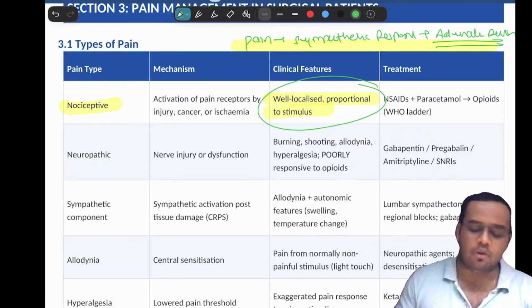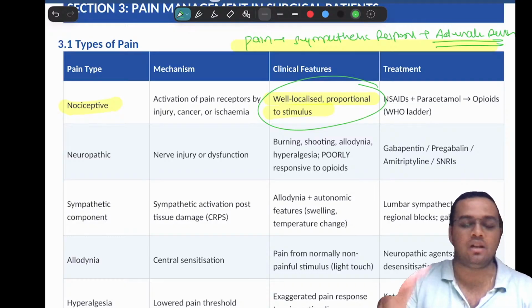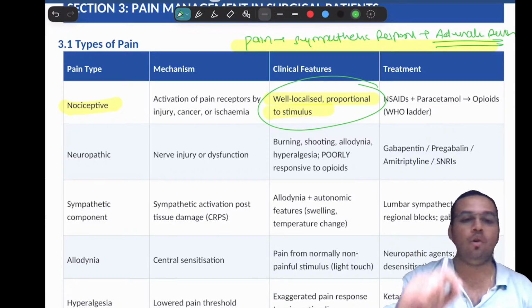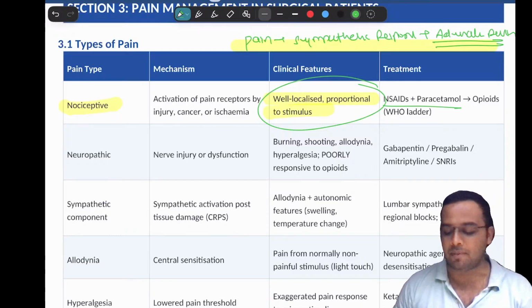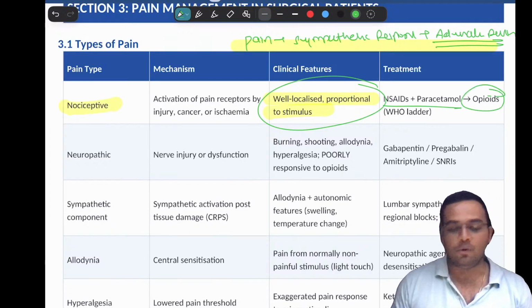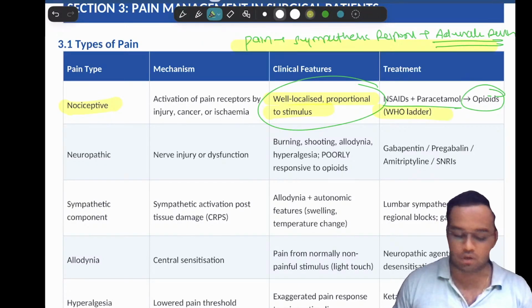How are you going to manage this nociceptive pain? Because there is going to be local inflammation, you are going to control the inflammation by giving NSAIDs and paracetamol. And then come the opioids. What is the WHO pain ladder? We are going to talk about it shortly.